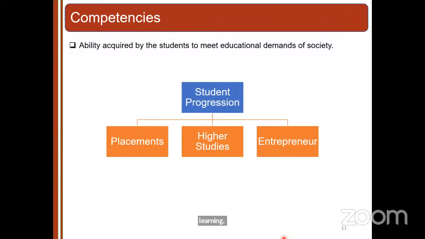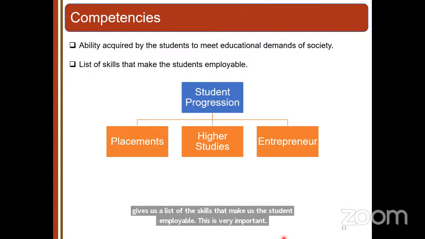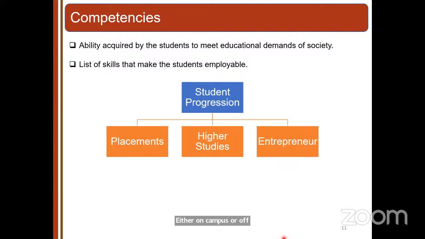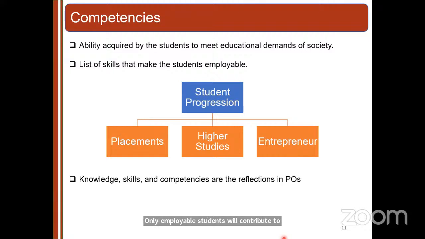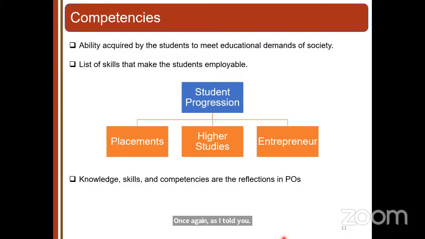So, what is the ability that is acquired by a learner to meet the educational demands of society is what we have to understand while preparing these statements. So, this gives us a list of the skills that make the student employable. This is very important. Either on campus or off campus, the student must be employable at the end. Only employable students will contribute to the growth of the nation. Once again, as I told you, these knowledge, skills, and competencies must be reflected in the program outcomes.